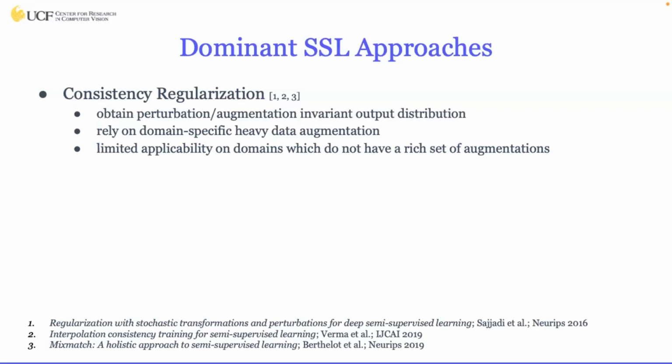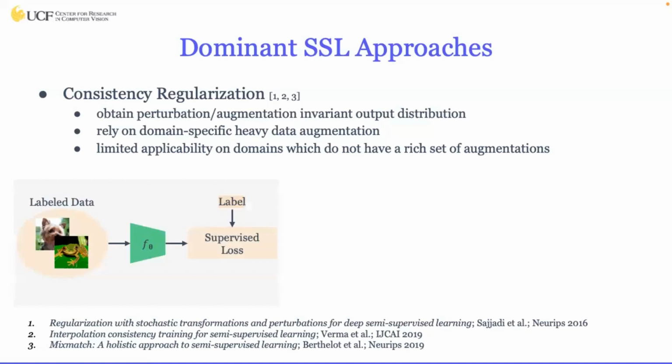So consistency regularization is one of the dominant approaches where the objective is to obtain perturbation or augmentation invariant output distribution. Generally, these methods achieve state-of-the-art performance, but they rely on domain-specific heavy data augmentation. So naturally, it limits their applicability to a lot of other domains which are not image.